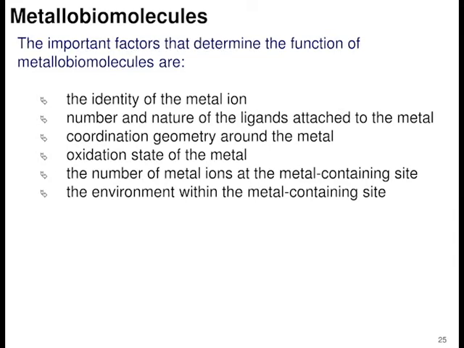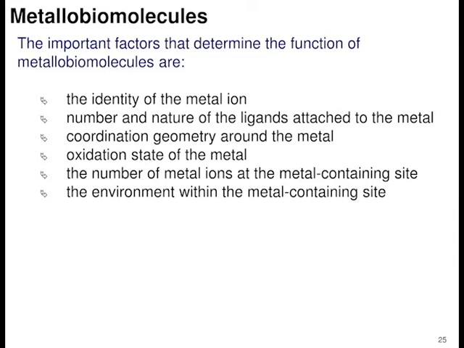So the number and nature of ligands are the porphyrin, the histidine residue, and the bound oxygen as a superoxide. Coordination geometry around the metal. What's the geometry of this? Octahedral. Okay, octahedral. Oxidation state of the metal is 3.